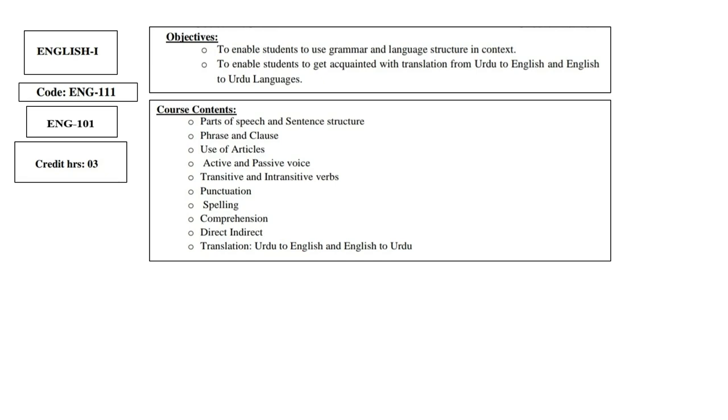Then transitive and intransitive verbs, we are going to do those as well. Punctuation, then spelling, then comprehension, then direct indirect, which we also call narration, and finally translation from Urdu to English and English to Urdu. So all this is 1, 2, 3, 4, 5, 6, 7, 8, 9, 10. So 10 components are here which we have to cover during this semester.